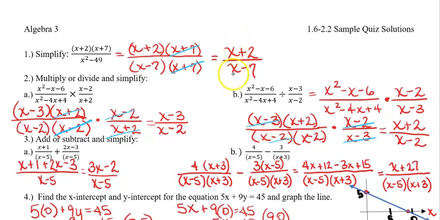Remember, you can't cancel these x's because you can't cancel things that are being added and subtracted. You can only cancel things that are being multiplied. All right, look at the next one.